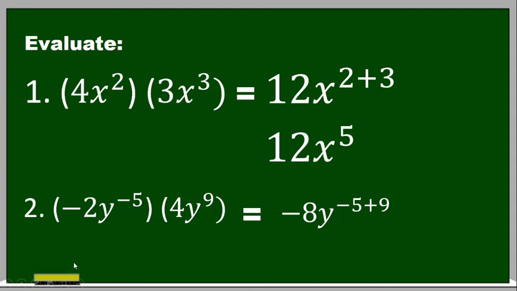And the exponents of y are negative 5 plus 9. Okay, so you go back to the lessons in addition of integers. If you are adding two integers with unlike signs, what are you going to do? You are going to subtract and then copy the sign with the greater absolute value. So that is negative 8y raised to the 4th power, because 9 minus 5 is 4.